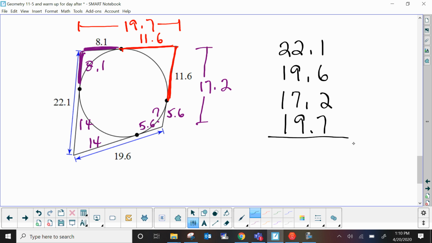Let's see, 1 plus 6 is 7, 8, 9, 9 plus 7 is 16, carry the 1. 1 and 2 is 3, plus 9 is 12, plus a 7 is 19, plus another 9 is 28, so put the 8 and carry the 2, and 2 plus 2 is 4, 5, 6, 7. So the perimeter of this quadrilateral is 78.6. All right, I hope you enjoyed this final section of 10.5.